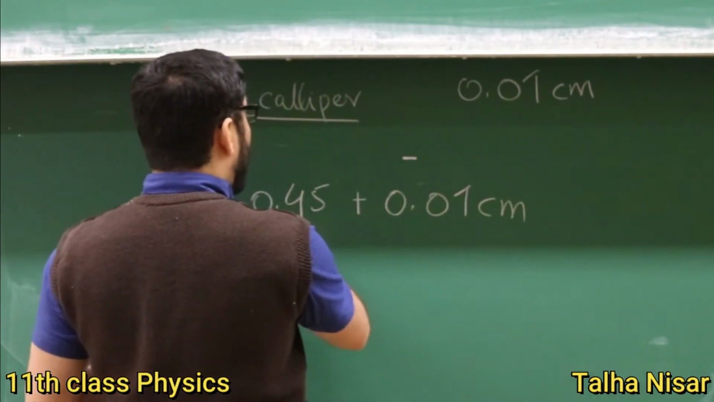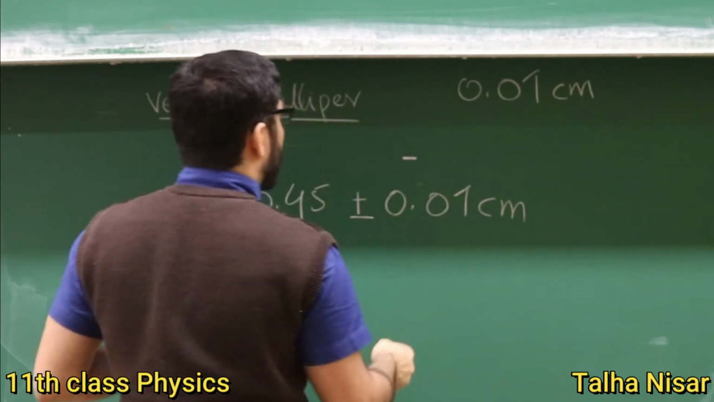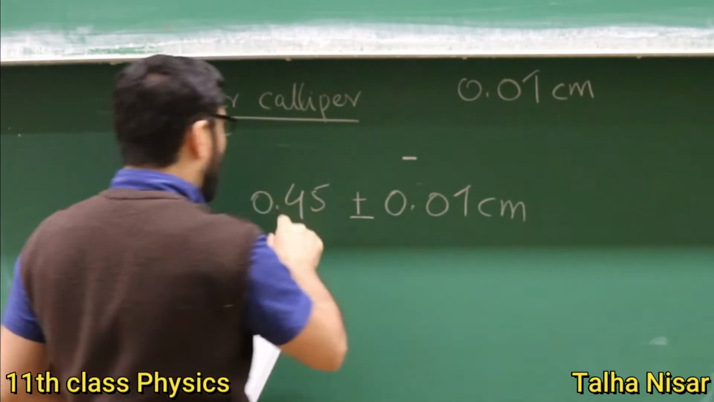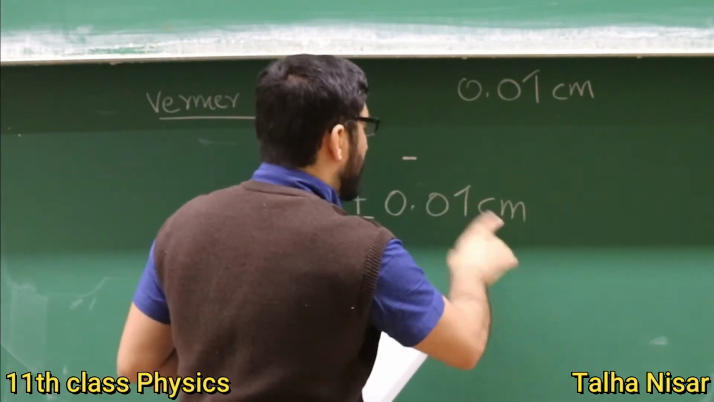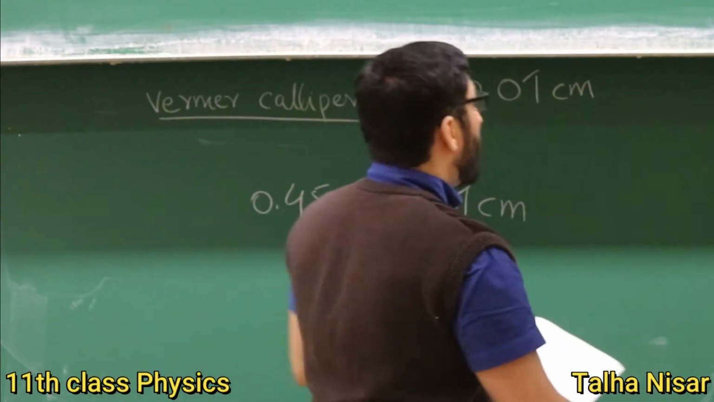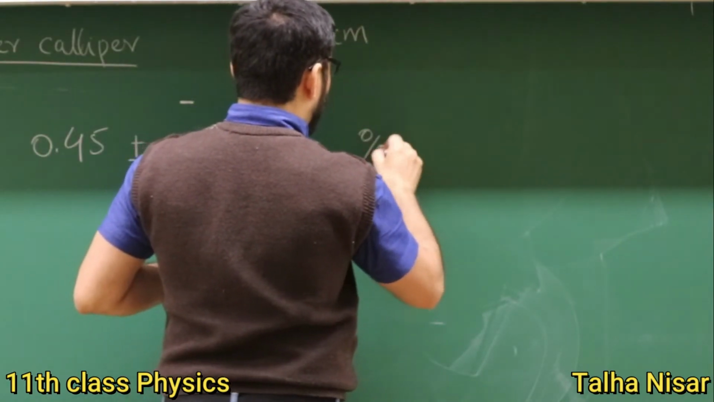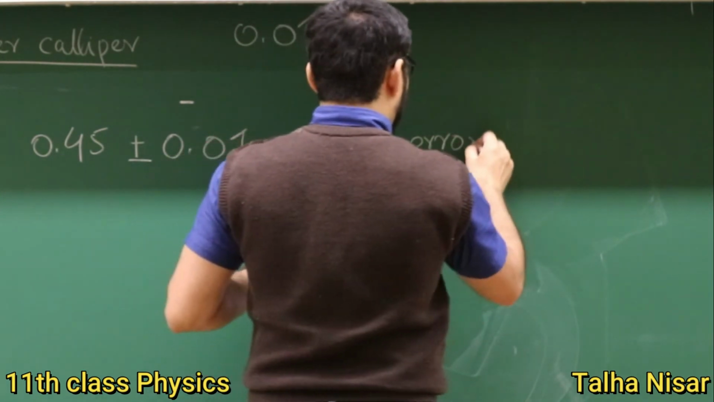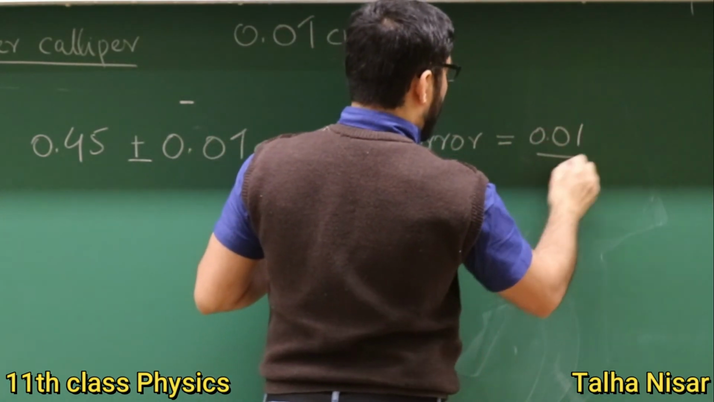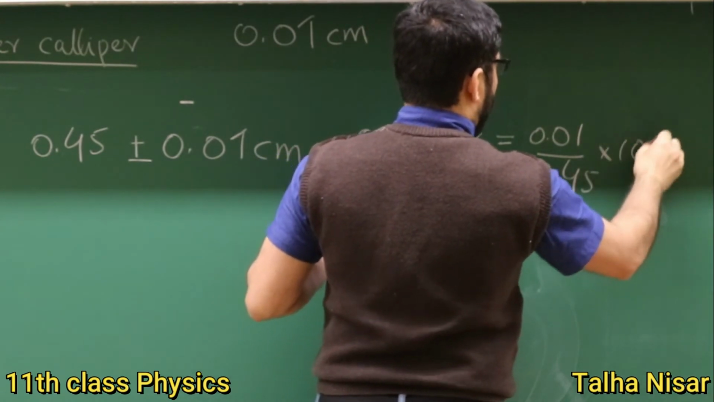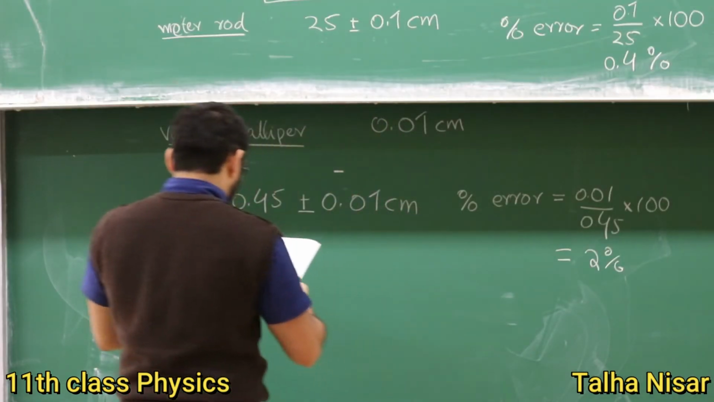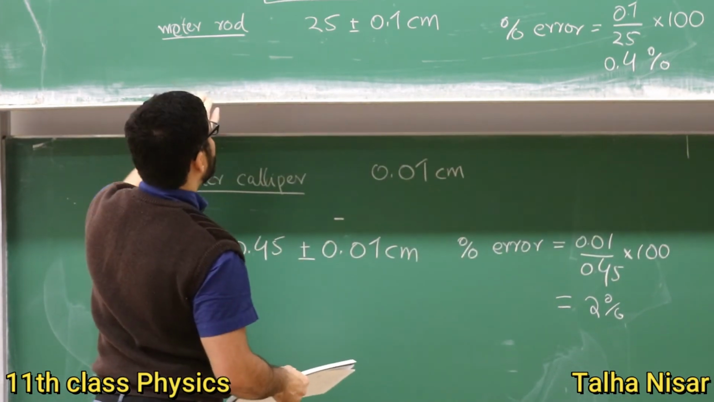centimeter. So why do we write this plus or minus here? Because it can be 0.45 plus this one, or 0.45 minus 0.01 centimeter, because this is the least count. We can make this mistake. That's why we have to write the error here. And now we do the same thing, we just calculate the percentage error. So the percentage error is 0.01 divided by 0.45 multiplied by 100, so we get 2%.